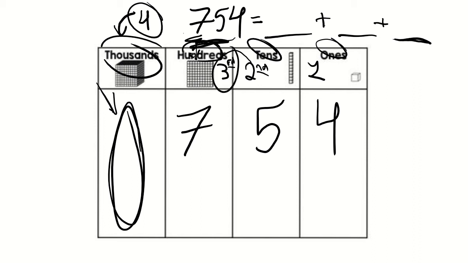Perfect. 750. Why? Because as we said, the 4 has no numbers next to it, so it's only 1. The 5 has 1 number next to it, so 1 zero. 7 has 2 numbers, so it gets 2 zeros. Perfect.